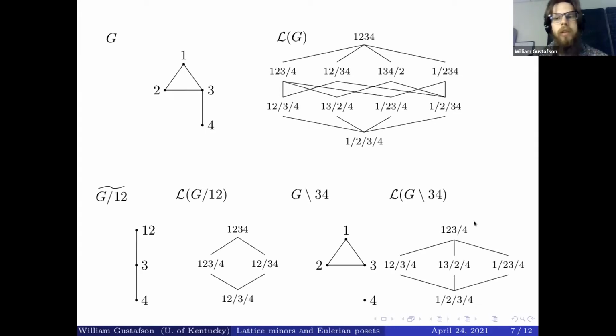The idea of the inverse bijection, going from a lattice minor back to a graph, is that the minimal element in your lattice minor is encoding the vertex labeling. This is telling you 1 and 2 is a single vertex. And then the atoms here tell you what the edges are. You get all these from the minimal element by merging 2 blocks. So that says, hey, those 2 vertices are connected.